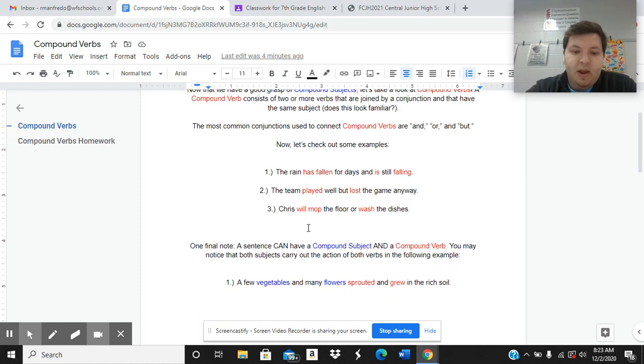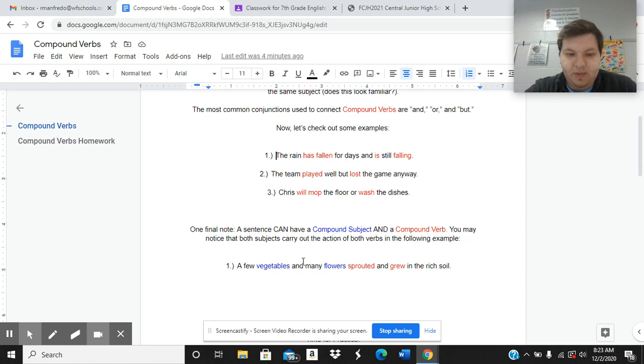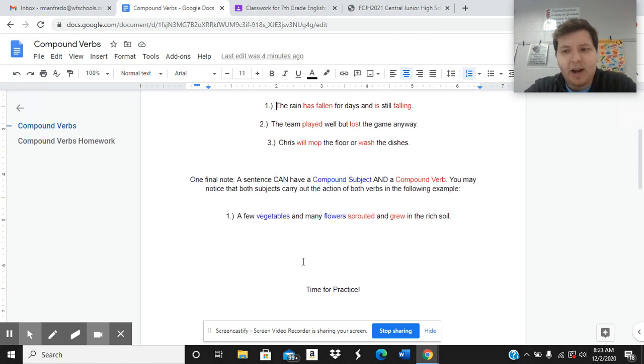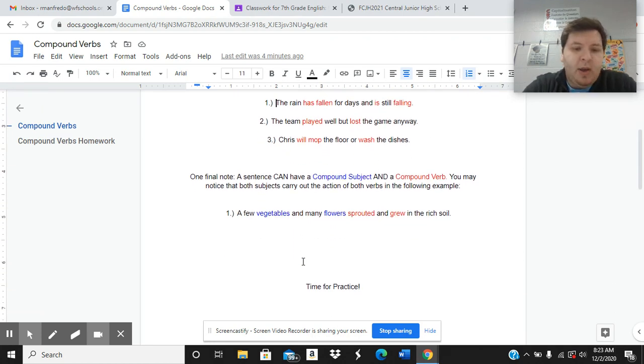Then finally, number three, we have another verb phrase here. Chris will mop the floor or wash the dishes. So he will mop or wash. Those two things are a compound verb sharing the subject Chris, and they are linked with the conjunction or.